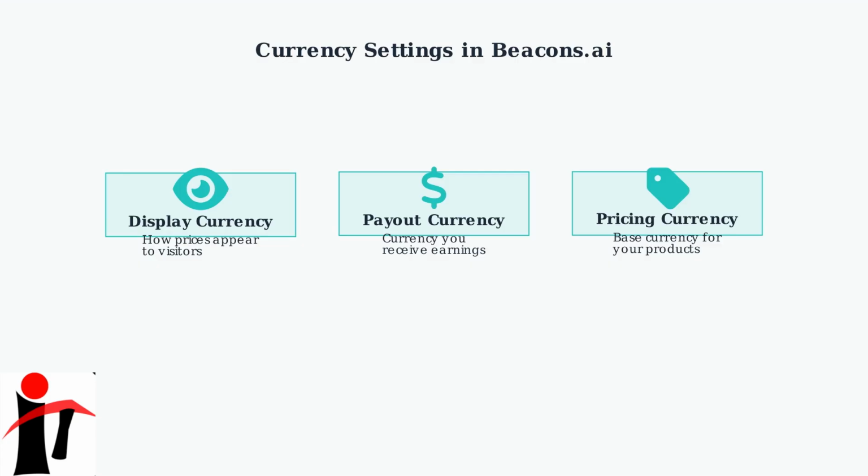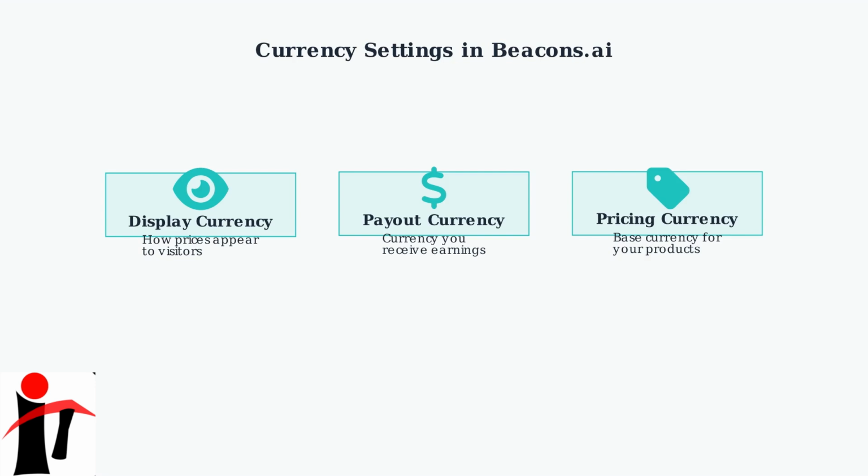Display currency controls how your prices appear to visitors on your Beacons page. This setting often automatically adjusts based on the visitor's location to show prices in their local currency, making your offerings more appealing and easier to understand. Payout currency determines the actual currency you receive your earnings in.